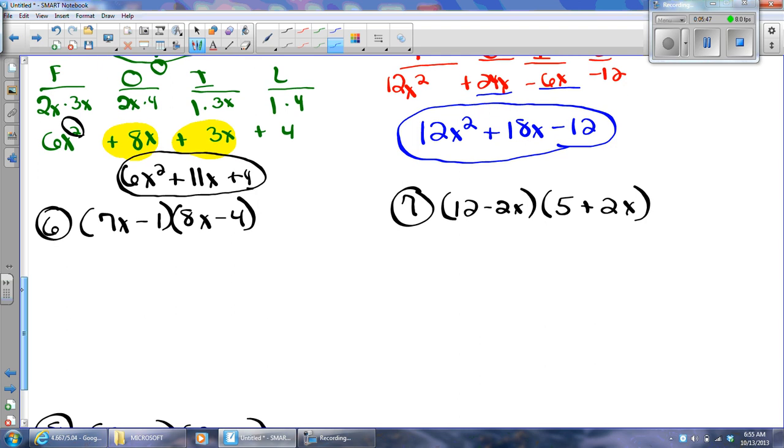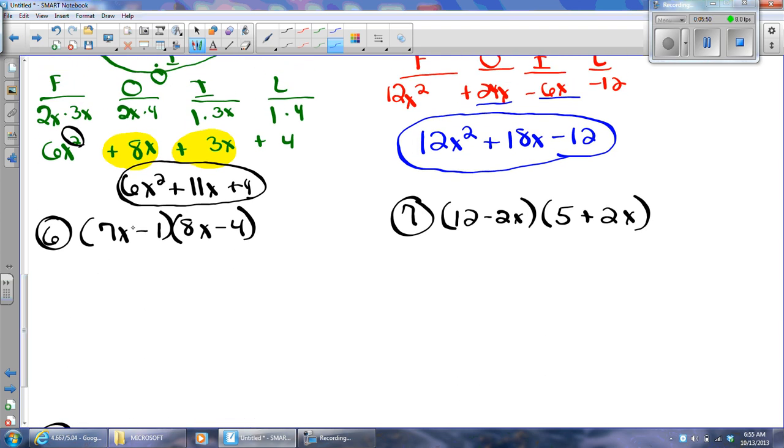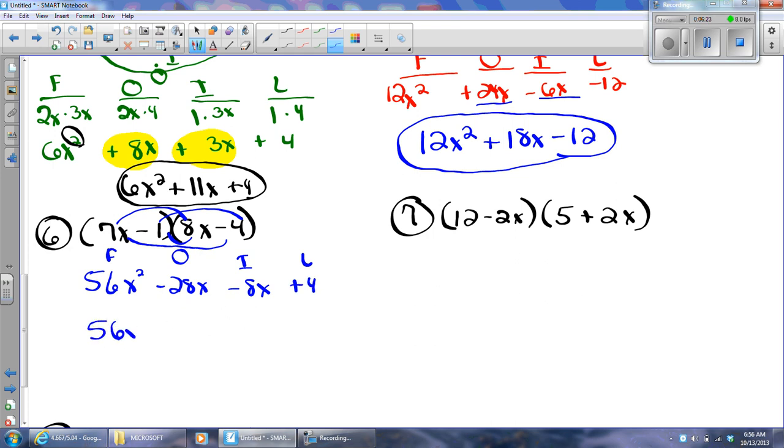All right, let's drop down to 6 and 7. Gonna do my firsts. Gonna get 56x squared. Sorry about that. There's my firsts. Okay, get my outers. Looks like those will be negative 28x. My inners will be negative 8x. And my lasts will be plus 4. Combining my like terms, 56x squared minus 36x plus 4. And there you go.